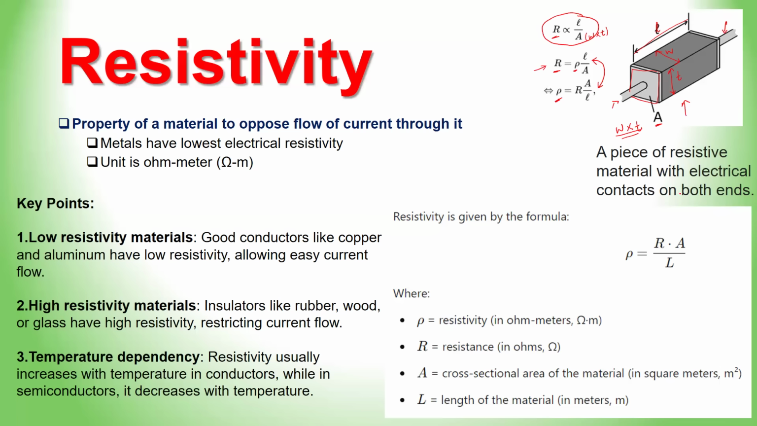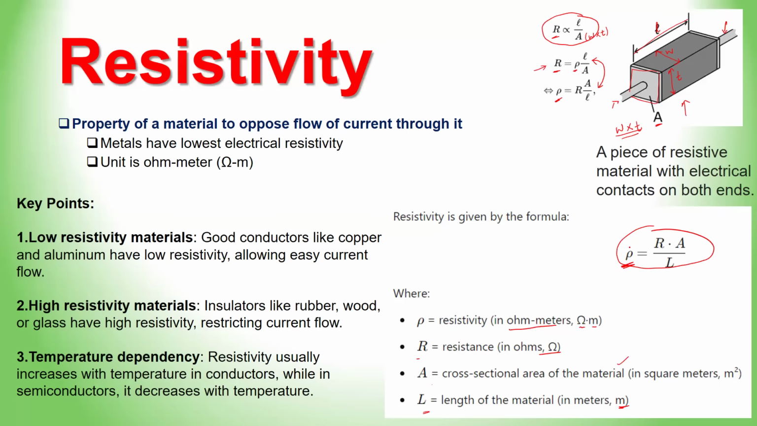Okay, so that formula I have written again here. So resistivity is the electrical resistivity. It is expressed in ohm meters, or simply in symbolic form ohm dot meter, where R is the resistance in ohms, A is the cross-sectional area of the material in square meters, and the length L is the length of the material in meters.